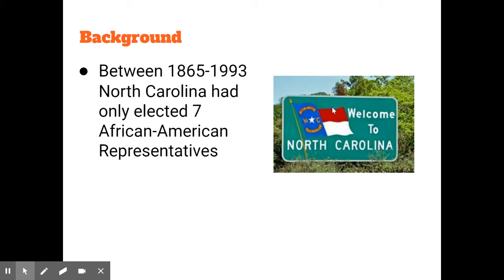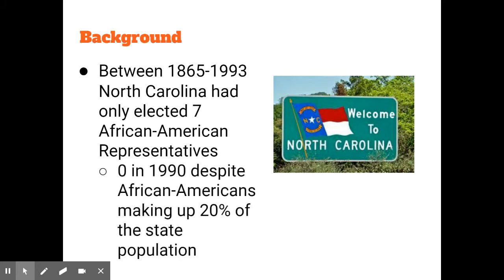So here's the background. This case involves gerrymandering in North Carolina, or drawing of districts in North Carolina. So the root of the dispute is that North Carolina had a history of being unwilling as a state to elect African American representatives. Between 1865, when African Americans gained the right to vote, and 1993, North Carolina had only elected seven African American members to the House of Reps. And in 1990, despite African Americans making up well north of 20% of the state population, there were zero African American representatives. So the backstory is North Carolina's general reluctance to elect African American members of Congress.